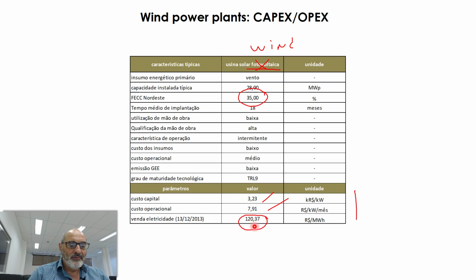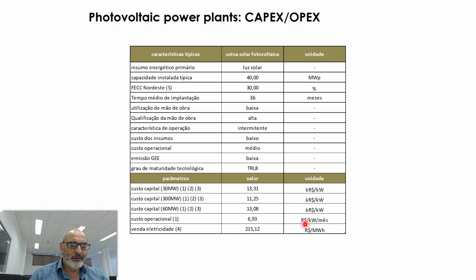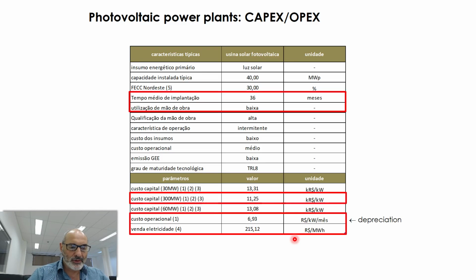Here, you see, we were getting 120 reais per megawatt hour, and for the solar photovoltaic energy, we're getting 215 reais. Keep this in mind. I'm going to come back to this to explain this difference in a little while.